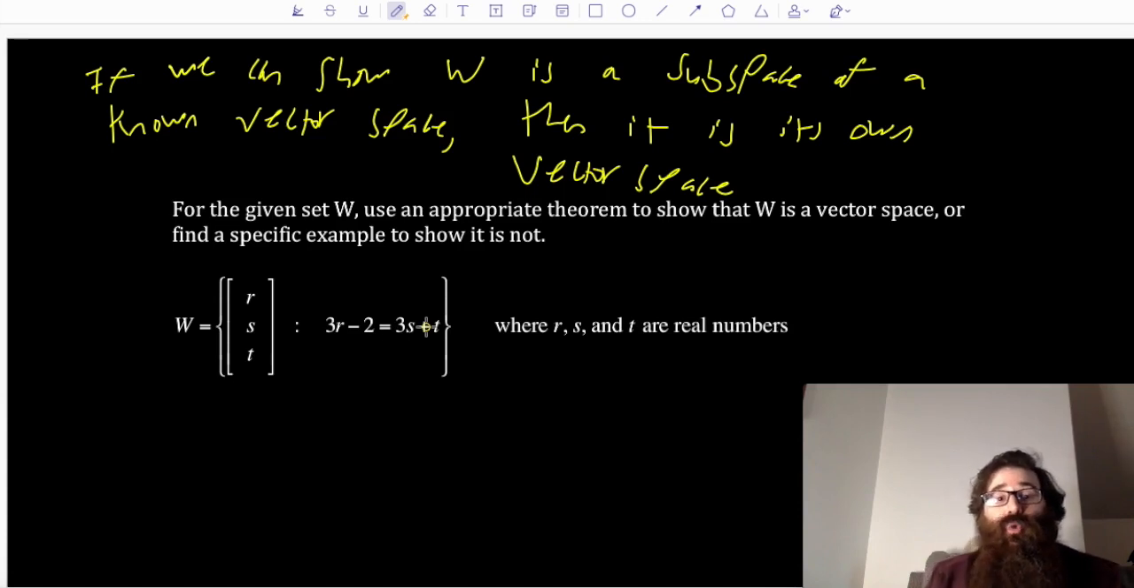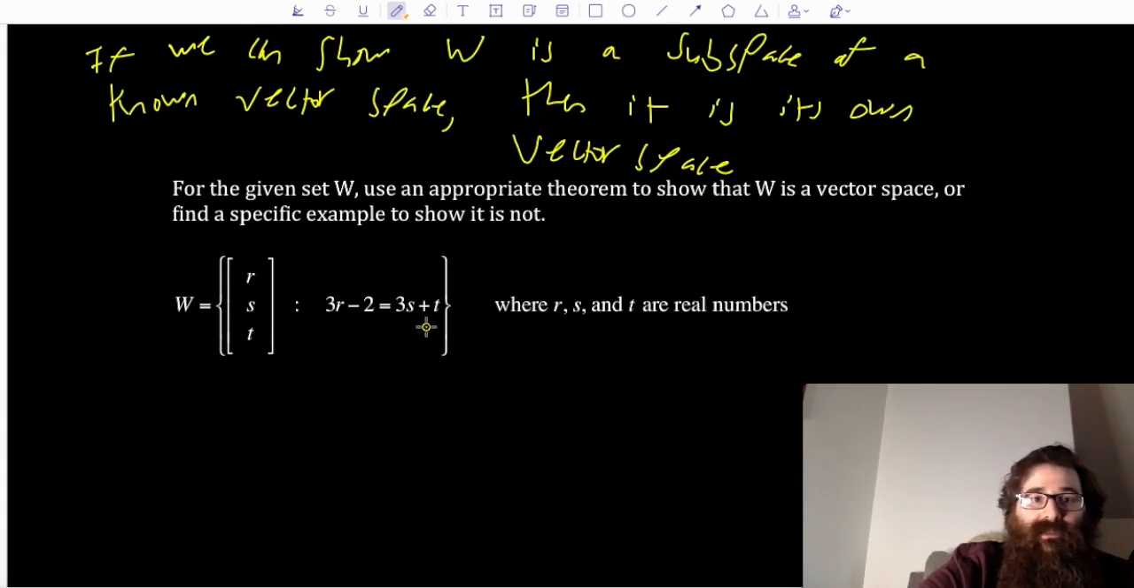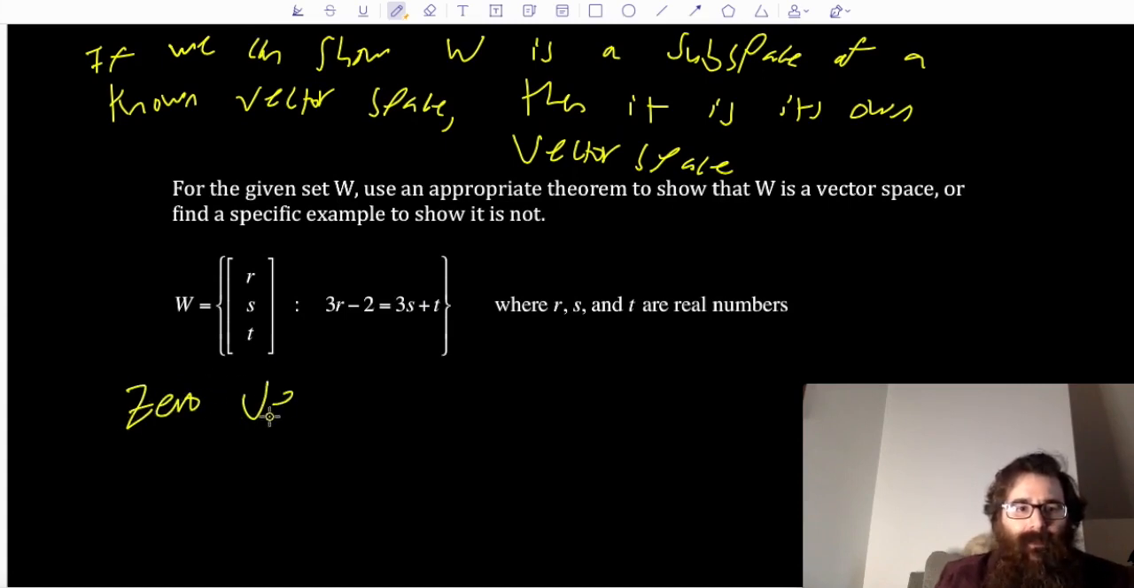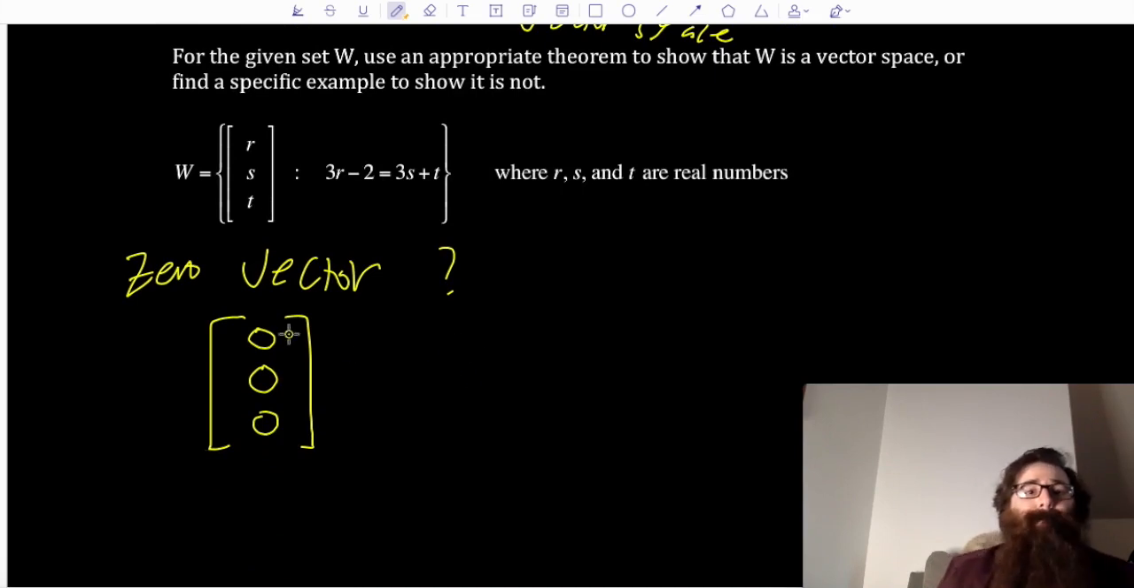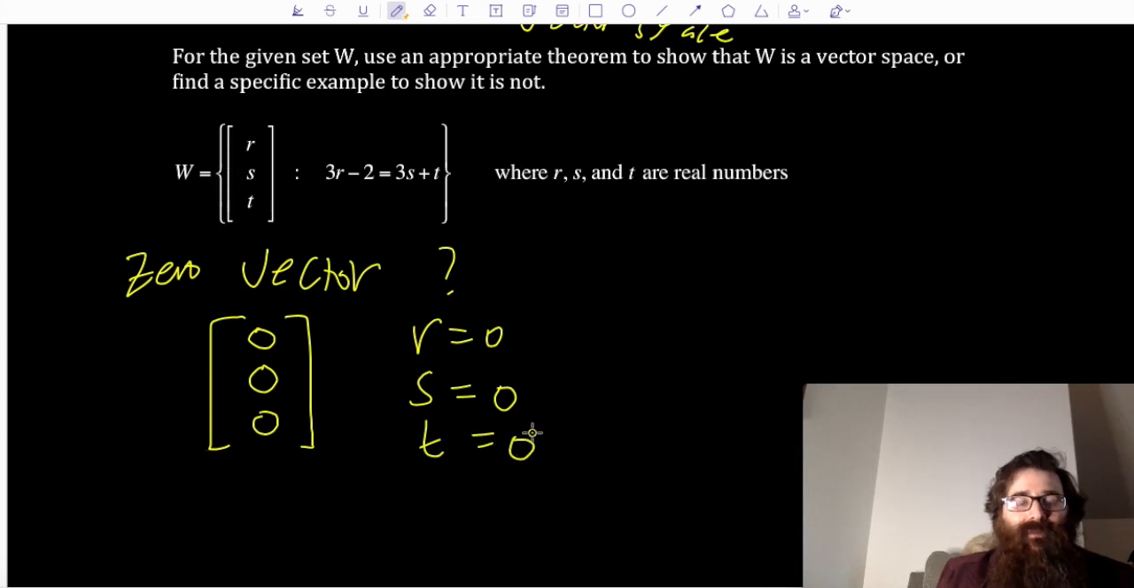So we can start with that first one we mentioned, and maybe you're already grinding your teeth a bit. The 0 vector. Do we have the 0 vector? How would the 0 vector look in this case? The 0 vector in R3 has to be 0, 0, 0. What does this mean? This means that r must be 0, s must be 0, and t must be 0.